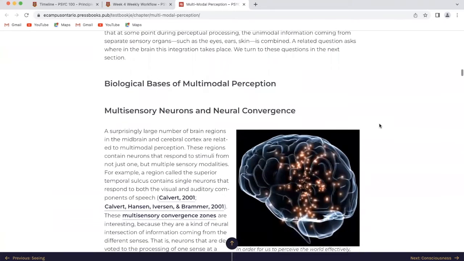Biological basis of multimodal perception. Multisensory neurons and neural convergence.